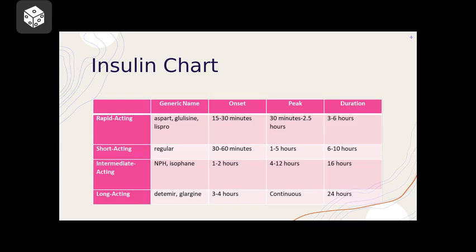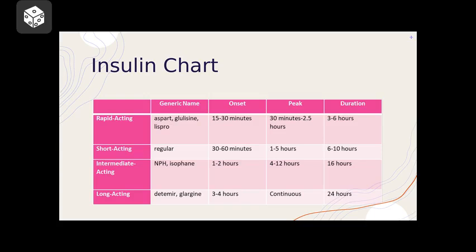So we've got the rapid acting, the Lispro and the Aspart. We've got onset 15 to 30 minutes, peak 30 minutes to 2.5 hours, and duration is 3 to 6 hours. We've got our short acting regular: onset 30 to 60 minutes, peak 1 to 5 hours, duration 6 to 10 hours. We've got our intermediate acting, that's our NPH. So onset's 1 to 2 hours, peak is 4 to 12 hours, and duration is 16 hours.